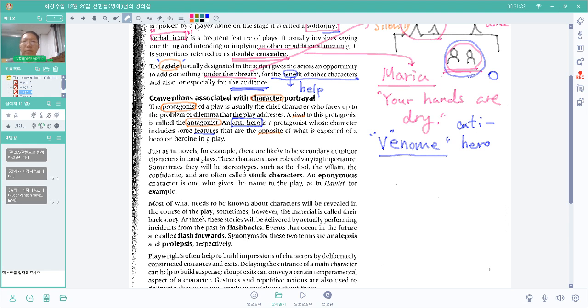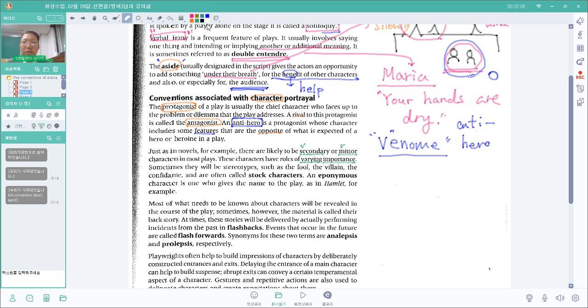So we not only have main characters in a drama or novel, we also have minor characters. And these minor characters have roles of varying importance. These secondary and minor characters are also important to our novel or drama, and they have different levels of importance. Sometimes there will be stereotypes such as a fool, a villain, the confidante, and some are called stock characters.